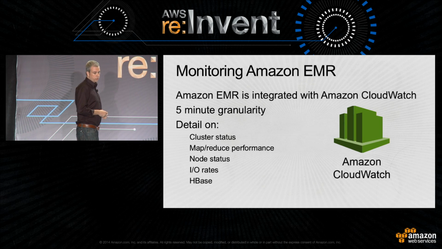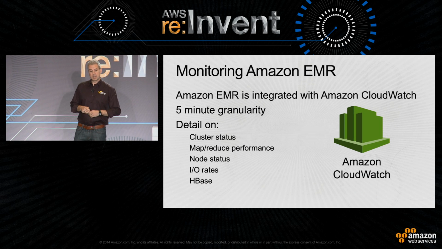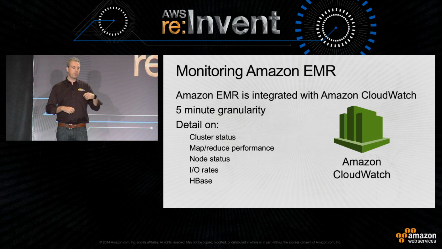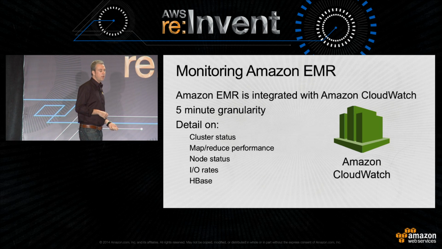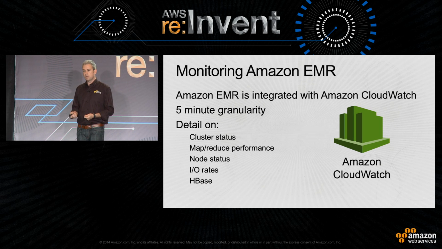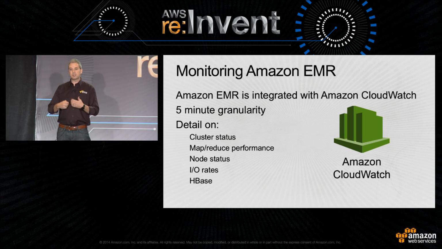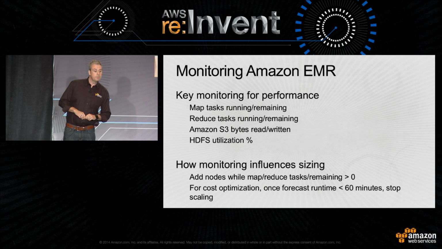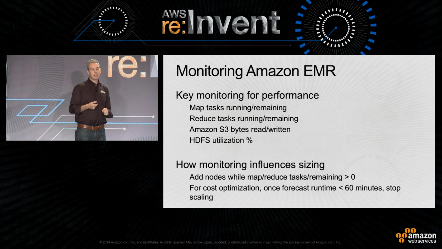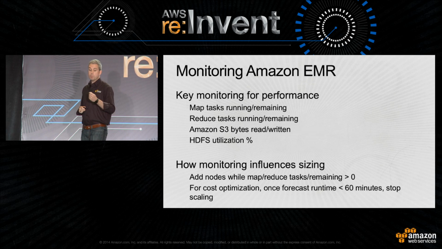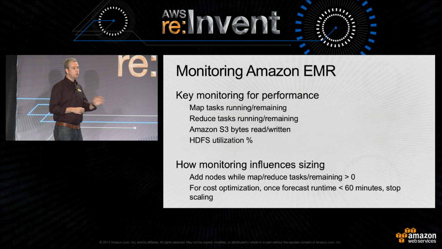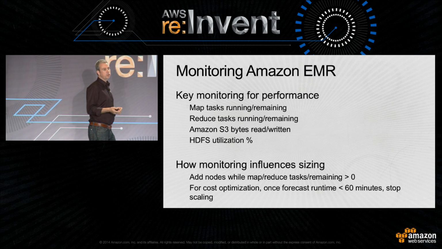So when should you resize? Well, use CloudWatch. CloudWatch is provided free of charge with Elastic MapReduce, and it gives you details on things like the status of the cluster, the MapReduce, task and container performance, status of the node, I/O, HDFS, and HBase status. So the key monitors I would point out for you: the number of map tasks or containers that are running and remaining, and then, of course, the reduce equivalent. And then also look at S3 bytes read and written and HDFS utilization.